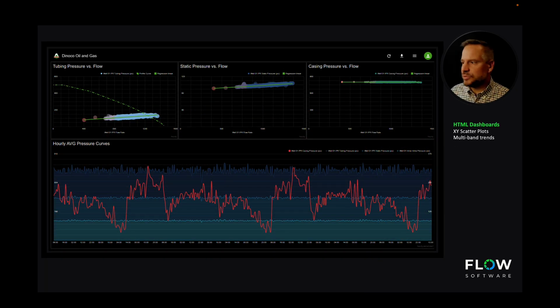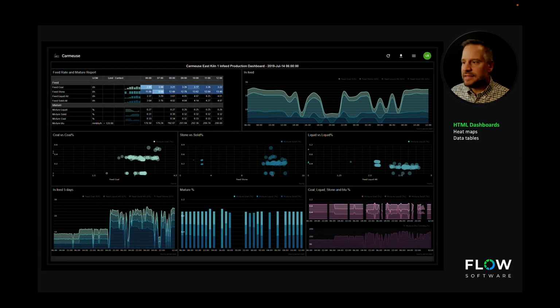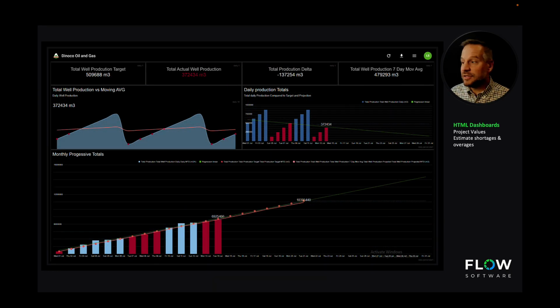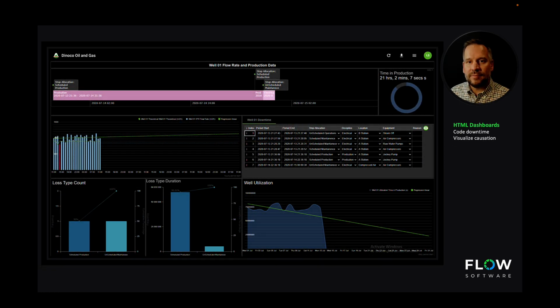So what's on our dashboards? XY scatter plots, multi-band trends, data tables, heat maps, the ability to project values, understanding if we're going to meet targets, fall short of targets, even capabilities around how do you code downtime or visualize the causation of that downtime. If you want to visualize something and you want an easy to use tool to do it, I think you'll find that the Flow dashboards are exactly what you're looking for.